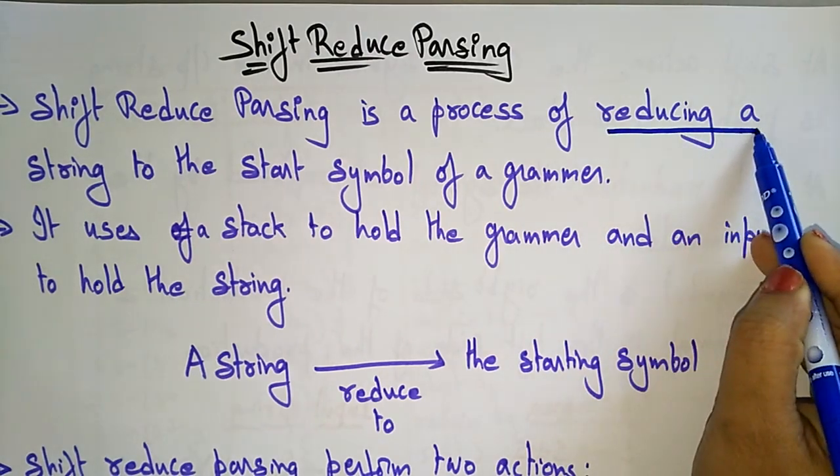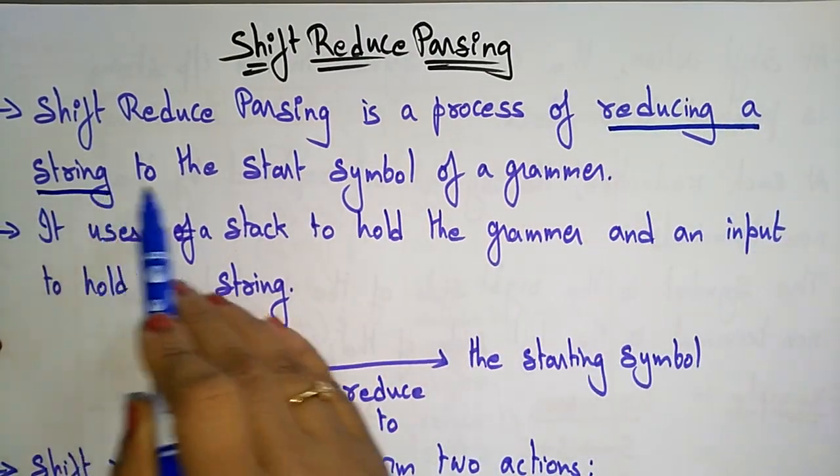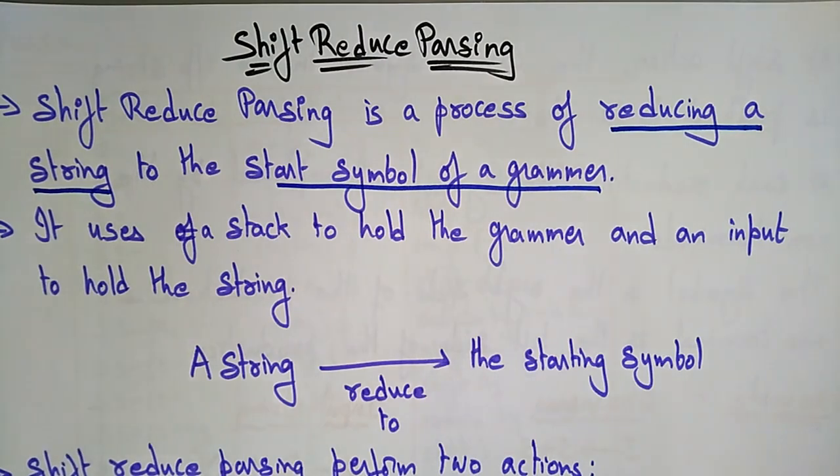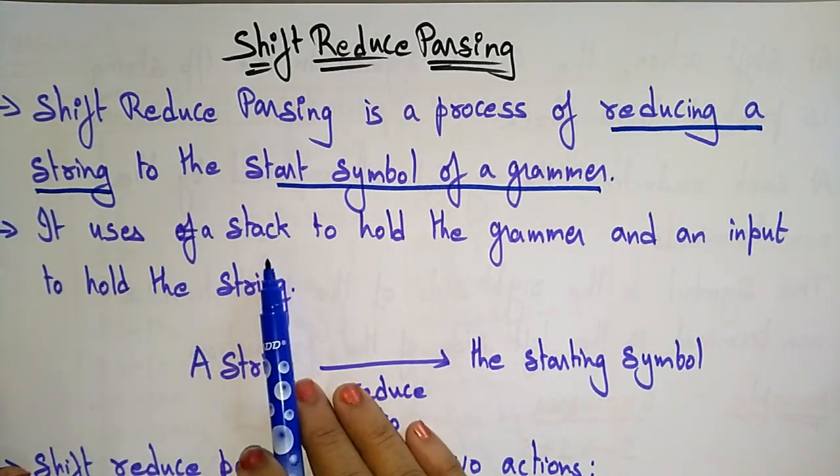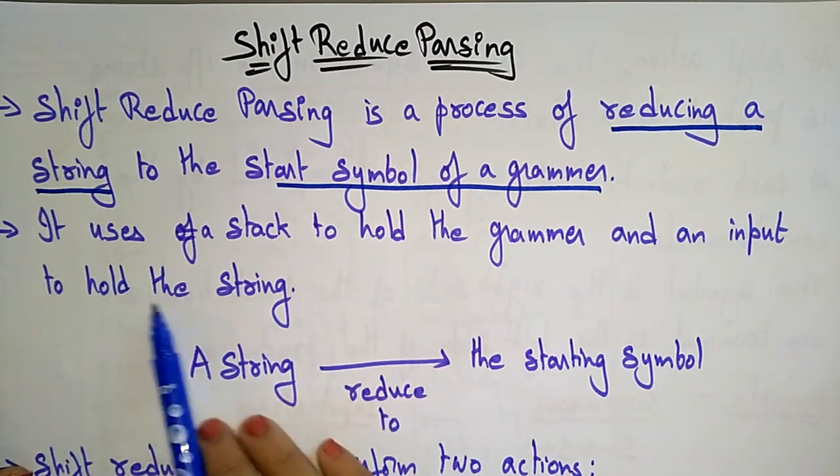It's a process of reducing a string to the start symbol of a grammar. What's your main aim? Whatever string you have taken, whatever equation is represented in the form of strings, that string has to be reduced to the start symbol of a grammar. So that is the concept of shift reduce parsing. Once again, shift reduce parsing is a process of reducing a string to the start symbol of a grammar. It uses a stack to hold the grammar and an input to hold the string.